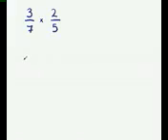So if we're going to multiply these, it's just a case of multiplying the numerators, 3 times 2, which is 6, and 7 times 5, which is 35. Can we simplify this fraction? Well, the answer to that is also no, so this is our final answer.